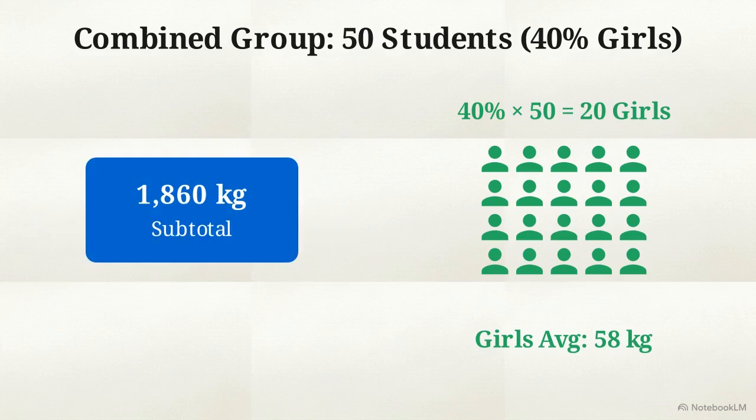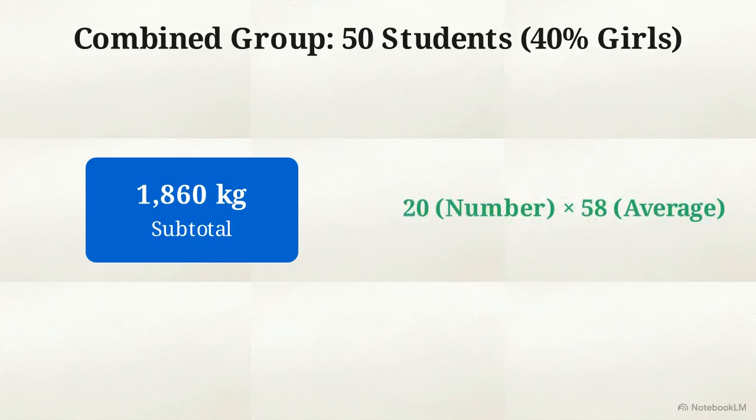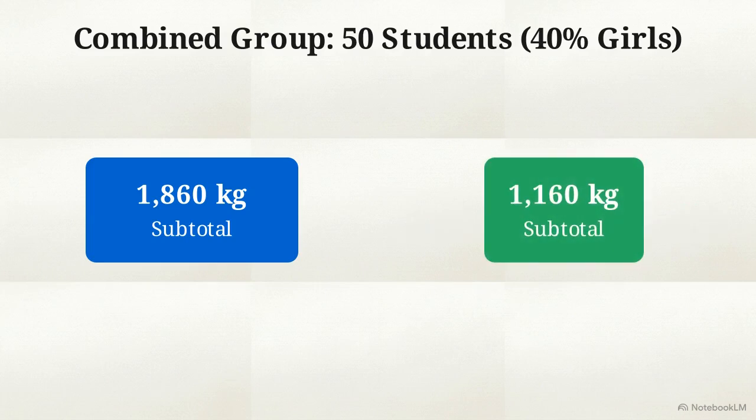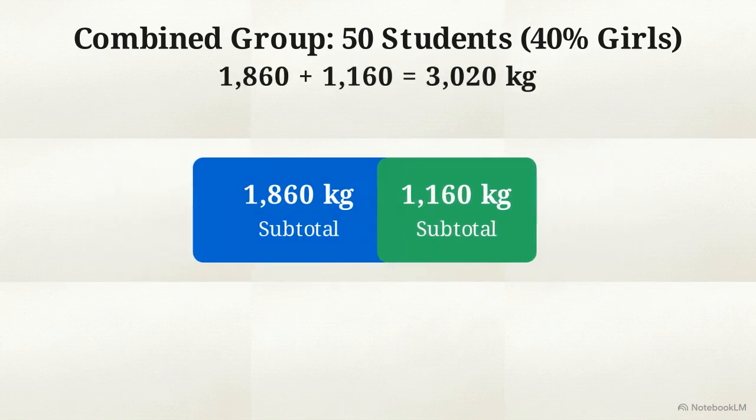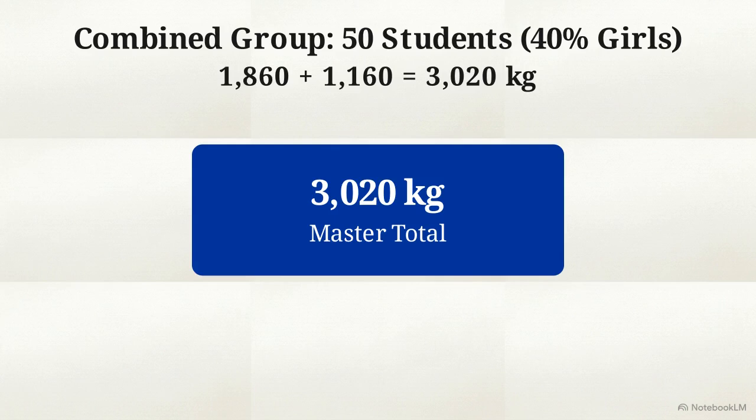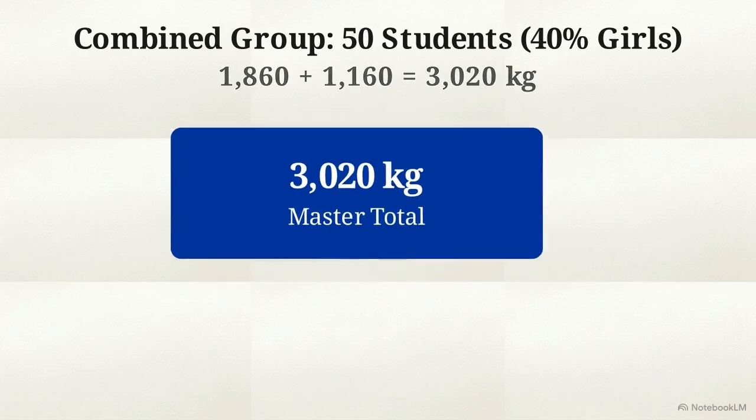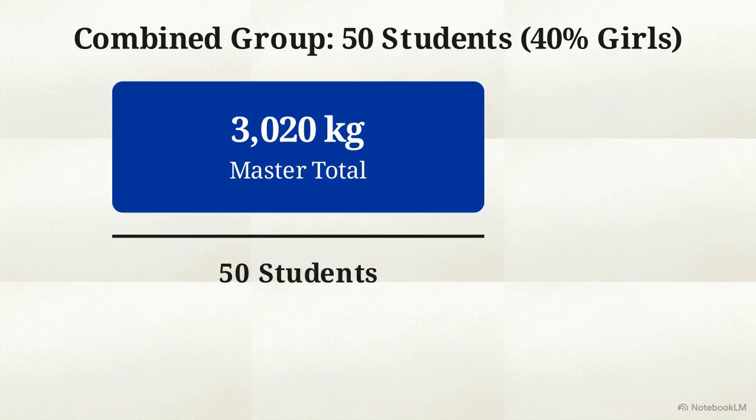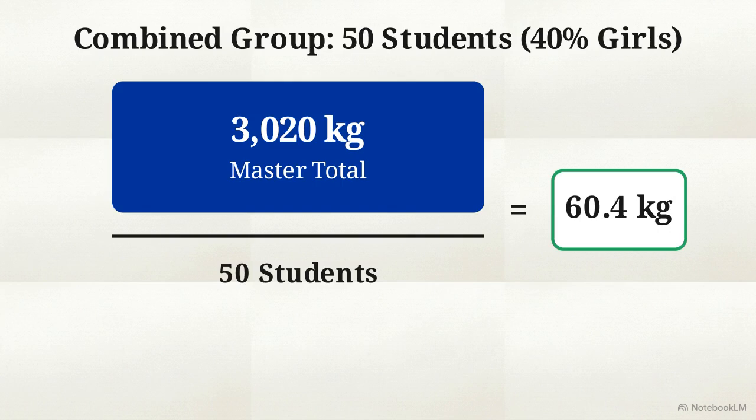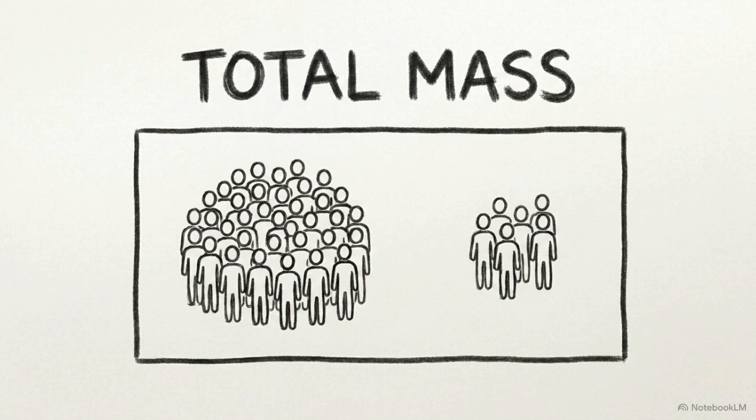We follow the same logic for the second group. Multiplying the 20 girls by their average weight of 58 reveals a subgroup total of 1,160 kilograms. With 2 isolated subgroup totals, we can now find the true grand total weight of the entire class. Adding 1,860 and 1,160 results in 3,020 kilograms. Finally, we take that master total of 3,020 and divide it by our original count of 50 students. The math resolves to 60.4 kilograms. Operating strictly with total mass prevents the examiner from using uneven group sizes to skew your result.